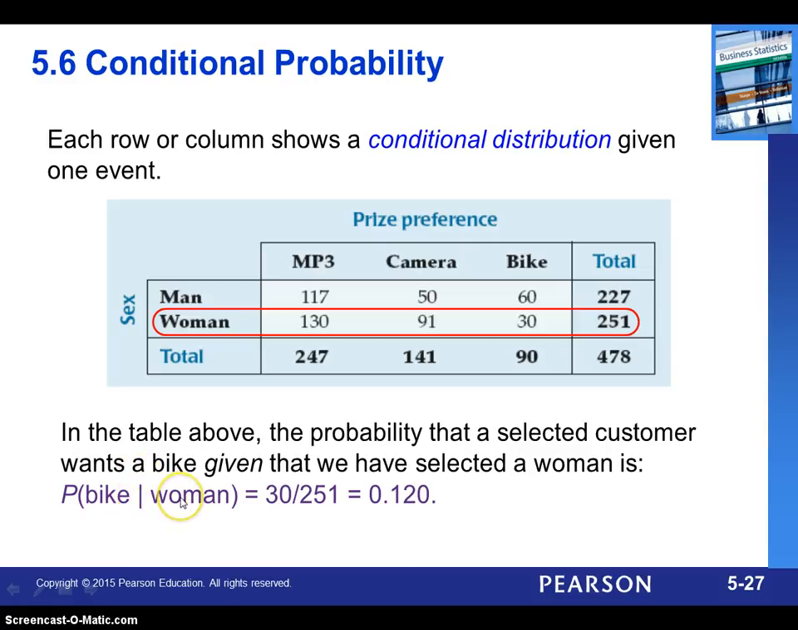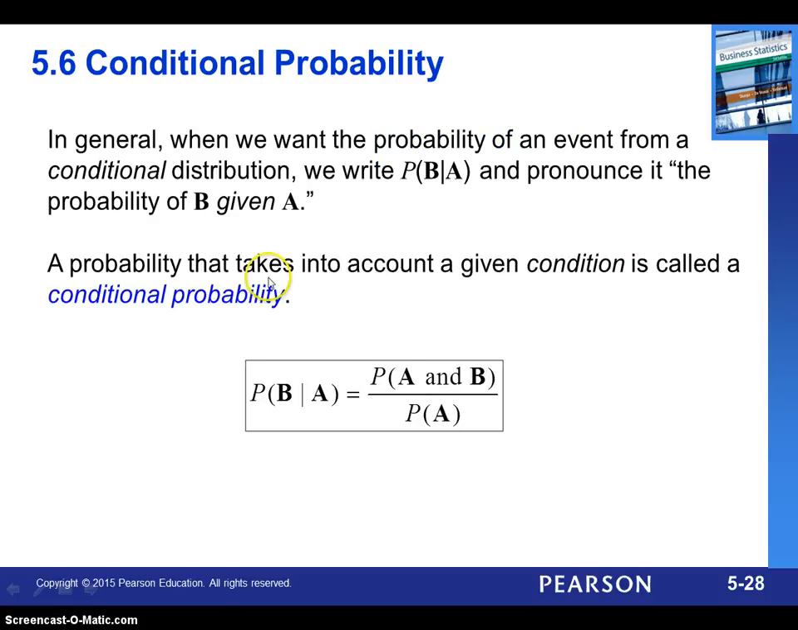that we've selected a woman. So we would find the number of women who wanted a bike, which is 30, and divide it by the total women, 251. We would get about 12% of the people surveyed fit this category. They're people who want a bike, given that they're a woman. To write this generally, we write the probability of B, vertical line A, pronounced as the probability of event B given that event A has occurred. This is called a conditional probability.